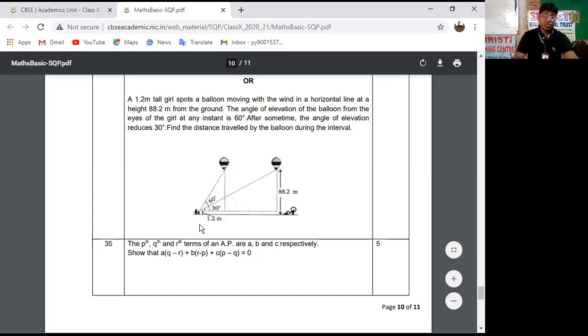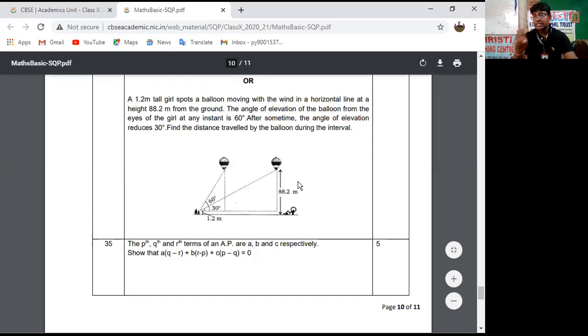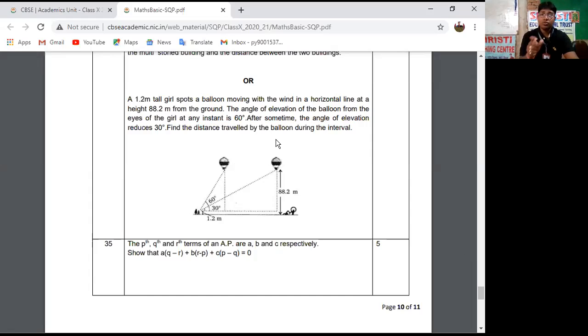In the first case it is 60 degree, and then after some time when the balloon is displaced from here to there, the angle of elevation becomes 30 degree. In the initial phase the angle of elevation is 60 degree, and in the second case 30 degree. So you have to find the distance traveled by the balloon during the interval, that is, the distance from here to there.